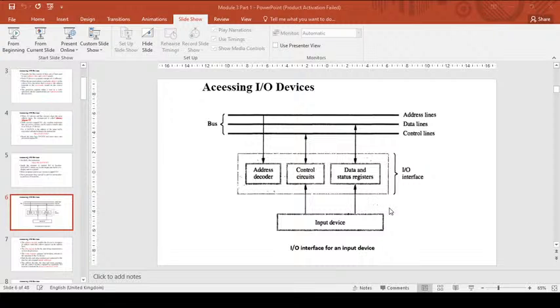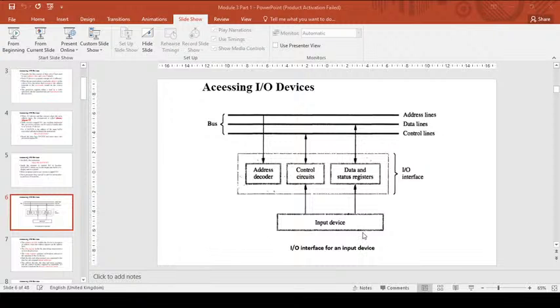S in and S out are 1-bit registers. These are individual bits of an 8-bit status register. Flag means a 1-bit register. S in is 1 bit, S out is also 1 bit. These two flag bits are the individual bits of an 8-bit status register. Please understand that. And again in the control register we have 8 bits.